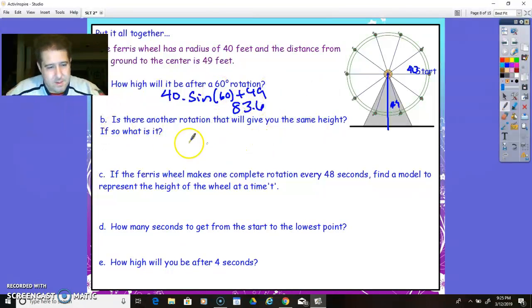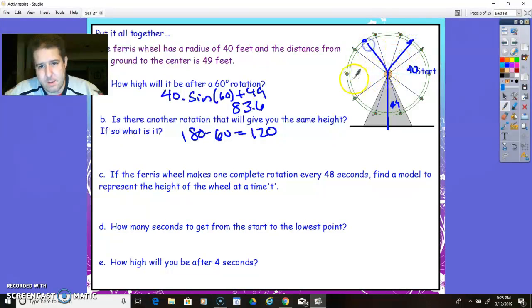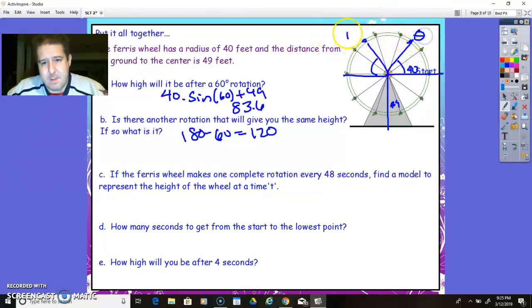Is there another rotation that will give you the same height? That's 180 minus 60, which equals 120. So a 60-degree angle and a 120-degree angle will be exactly the same height. As long as this reference angle and this reference angle are the exact same thing, then these two positions are exactly the same. If this is theta, then this would be 180 minus theta.